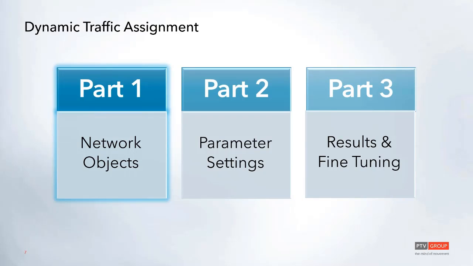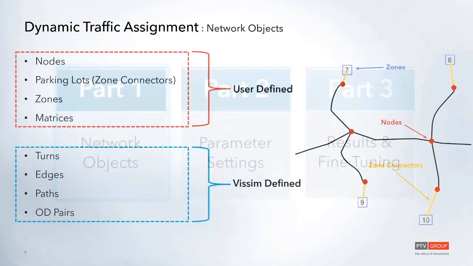So for the dynamic traffic assignment, we're going to break this up into 3 parts and cover it over multiple tooltip sessions. The first one today, we're just going to cover the network objects. And then next time, we'll look at some of the DTA parameter settings. And finally, we'll look at the DTA results and then fine-tuning the network.